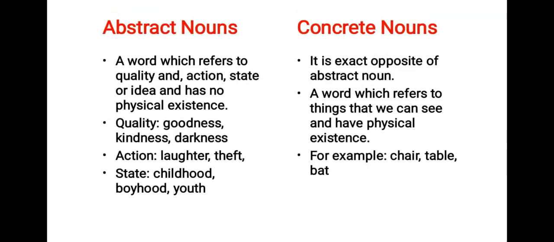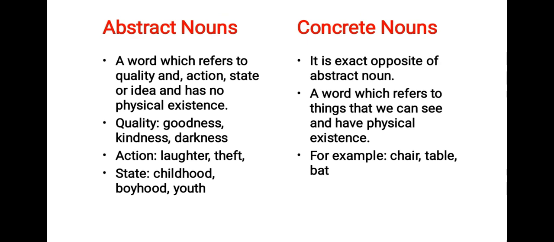An abstract noun is a word which refers to the quality, action, state or idea and has no physical existence. We have mentioned earlier that abstract is something that you cannot physically touch, something that is not tangible. You cannot touch that, but you feel its existence. It usually refers to the quality, action, state or an idea of something.